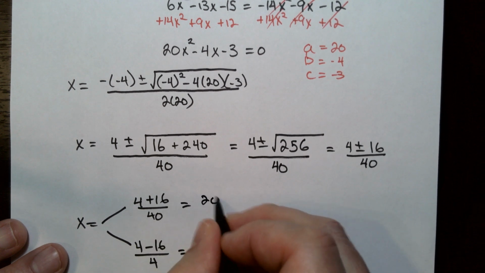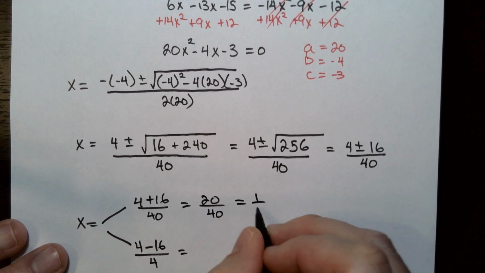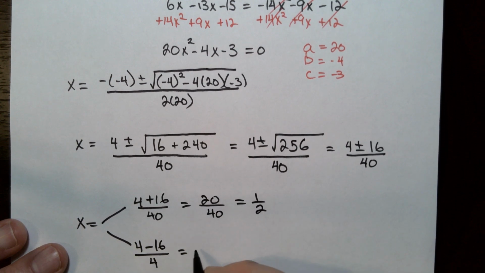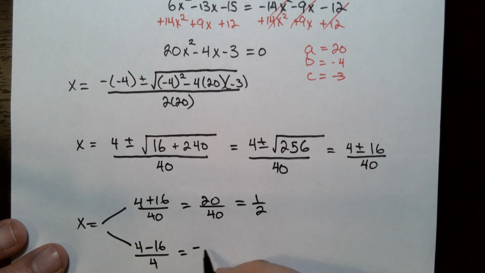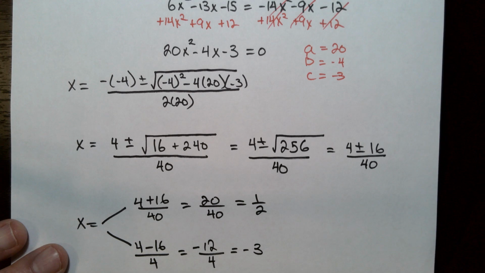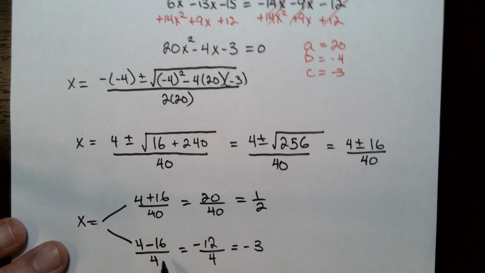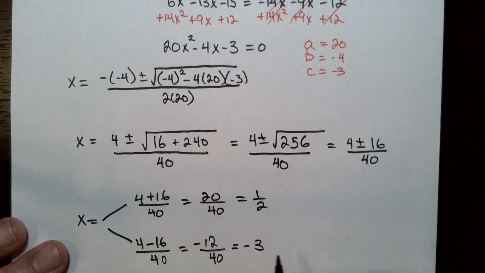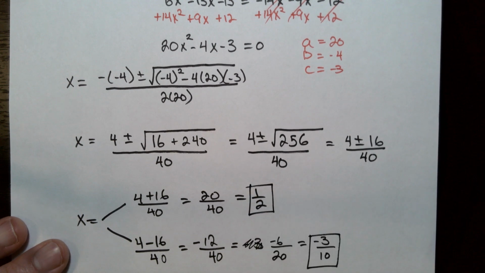Okay, so this would be 20 on top over 40, which reduces to 1/2. And this would be negative, let's see, that'd be negative 12 over 4, which is negative 3. Oh, excuse me, I missed a zero here. That changes things. So it's actually not negative 3. Let's get rid of that. Okay, so if we divide the top and bottom by a 2, you would get negative 6 over 20. Divide by 2 again, you get negative 3 over 10, and it can't be reduced anymore. So there are your two solutions for x.